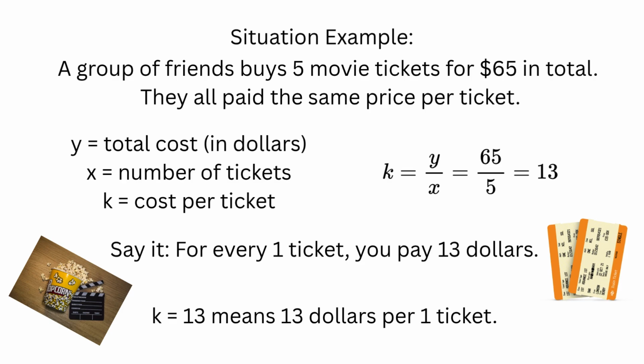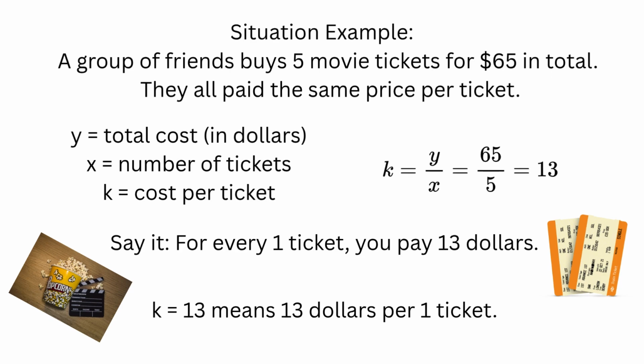Sometimes the problem is in a situation form. Let's assume that y is the total cost and x is the number of tickets. To find the constant of proportionality, we divide 65 by 5 and get 13. So k equals 13. That means for every one ticket, it costs $13 or $13 per ticket. The constant of proportionality 13 represents the price of one ticket.